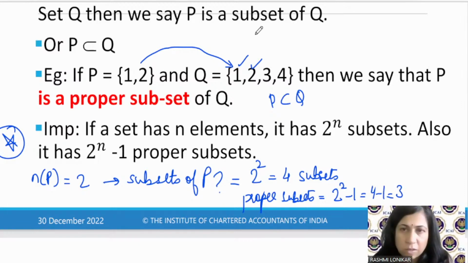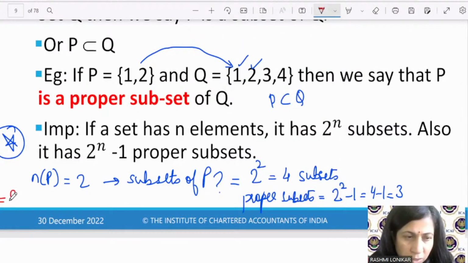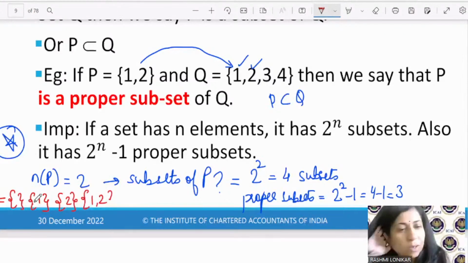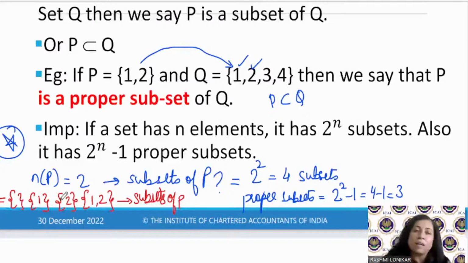Now let us see what the subsets will be. They are the null set, then 1, 2, and 1, 2. 1, 2, 3, 4. So there are 4 subsets of P. And what will be the proper subsets? The null set, 1 and 2 will be the proper subsets, because for them all the elements are present in Q.